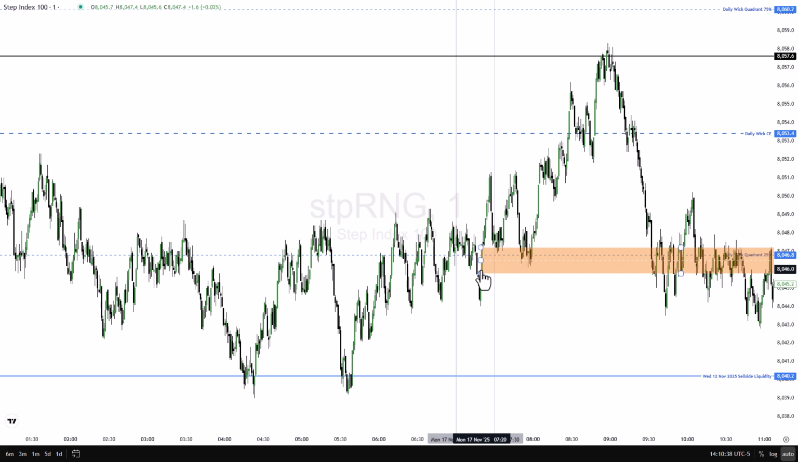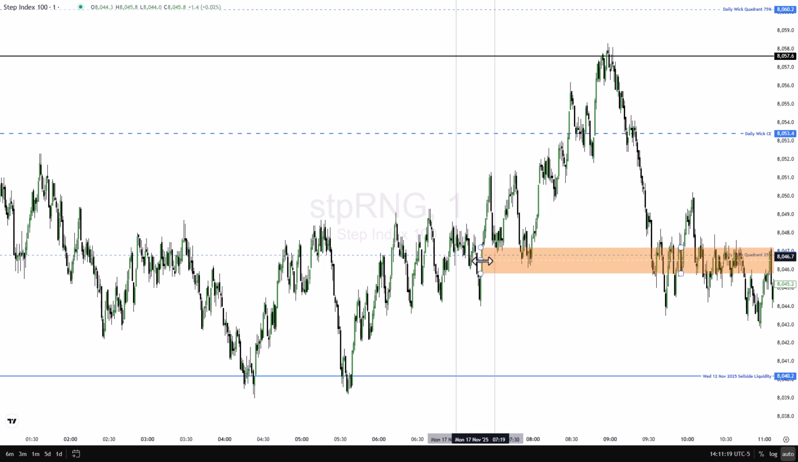What are converging PD arrays based off the ICT concepts? Well, converging PD arrays refers to where multiple price delivery arrays from different timeframes align or overlap at specific price levels. This convergence is considered a high probability signal for a potential market reaction. Here is the opening range. Here's a fair value gap. It is converging with the 25%.